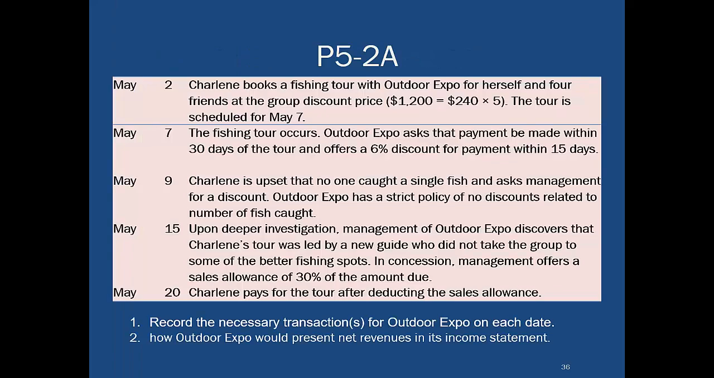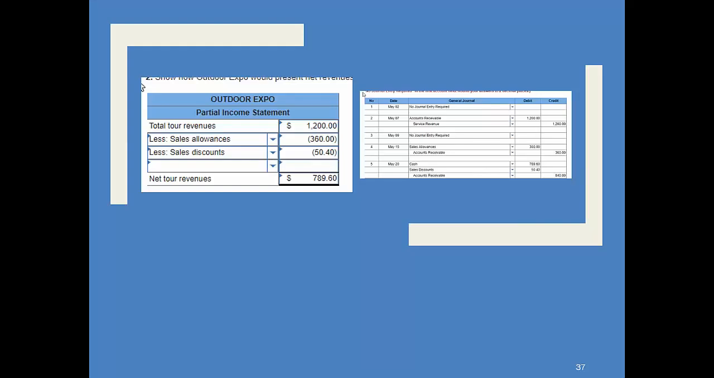All right, so what you can do is problem 5-2 is actually in your homework, and I've just summarized it here. Record the necessary transactions for each of the sales, and how would they present net revenue. So on the next slide, this is my version. Your numbers will be different, but I've given you an example here of the journal entries that need to be made. That's how it gets represented on the income statement. So I thought that would be good practice for you.